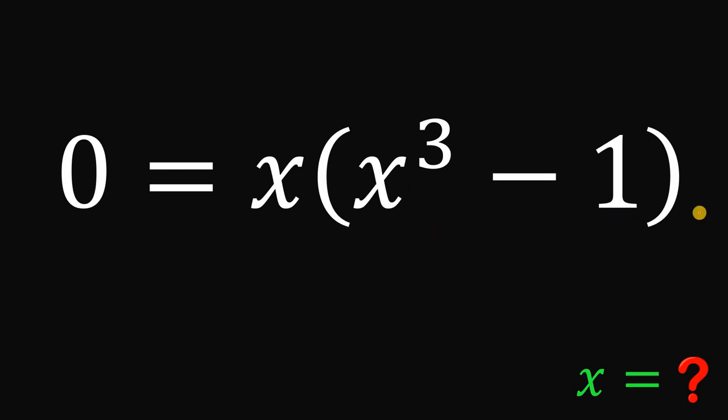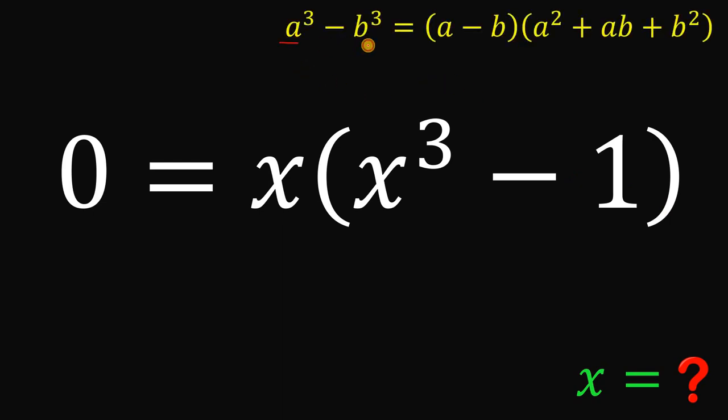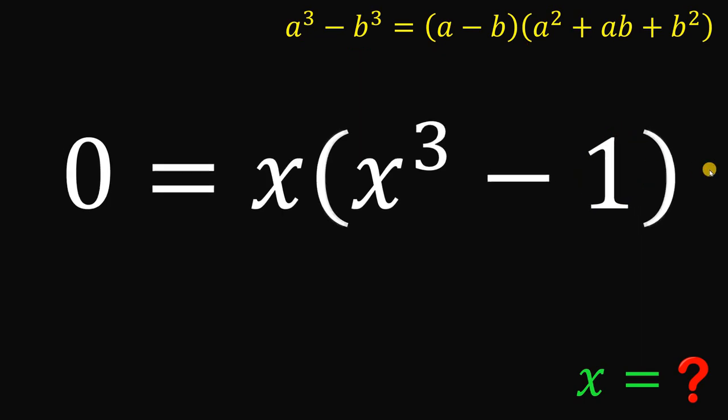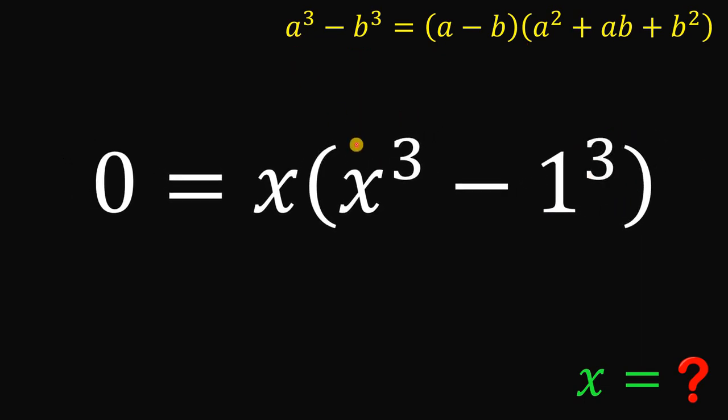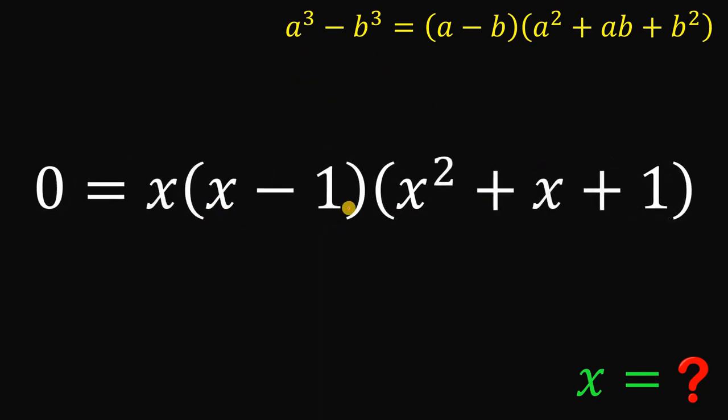Now, we will factor x cubed minus 1 because notice that when we have a cubed minus b cubed, we have an identity. It must be factored as follows. We have a minus b multiplied by a squared plus ab plus b squared. Now, take note that this 1 can be written as 1 cubed. So, here, a represents x and this b represents 1. So we can factor out x cubed minus 1 cubed as follows. We have x minus 1 multiplied by x squared plus x plus 1.